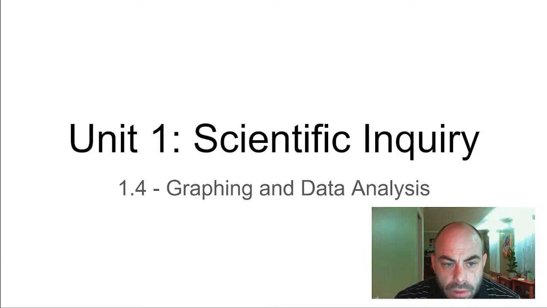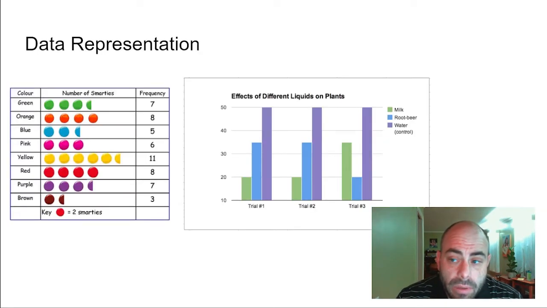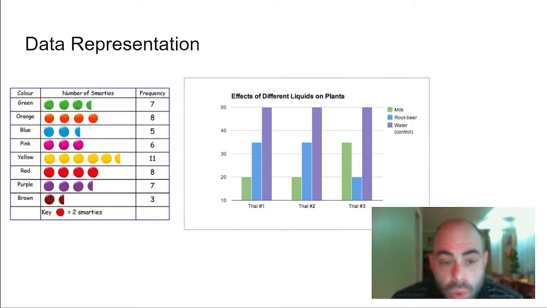In this video, we're going to be looking at graphing and data analysis 1.4 as a part of Unit 1 Scientific Inquiry. And we're going to begin by talking about how data is represented in science. It's very simple stuff that you've talked about and looked at before, but you maybe never really categorized in your mind, I guess, which is important.